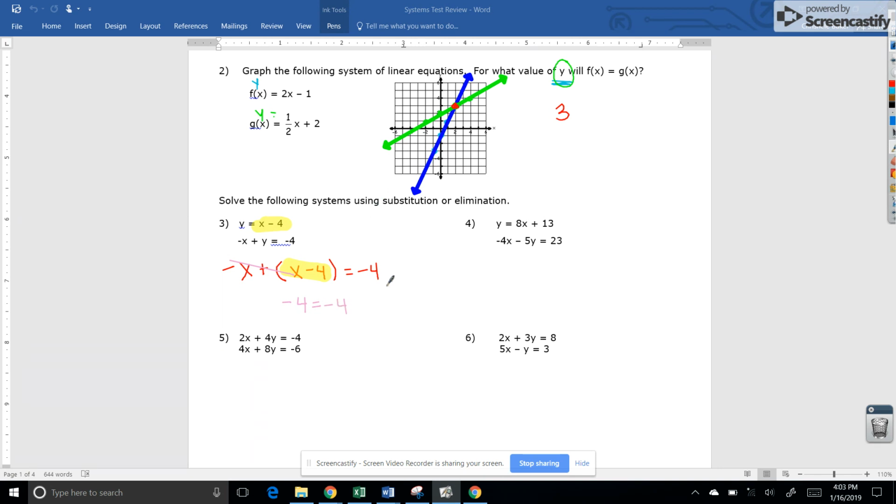Because I get the same thing on both sides, these are actually the same exact line. These two lines would be directly on top of each other. So where would they cross? Everywhere. So this is infinite solutions.